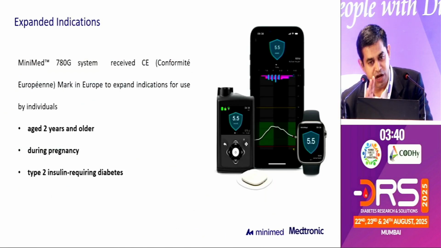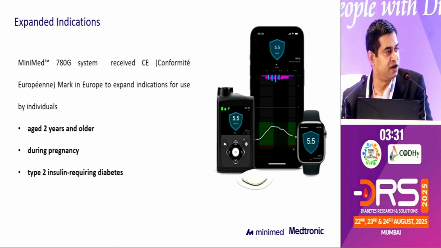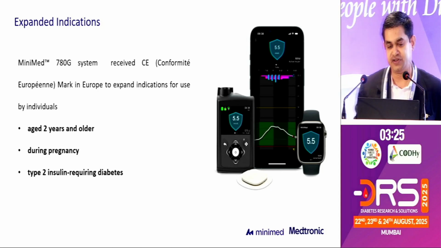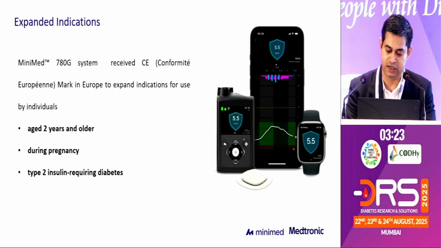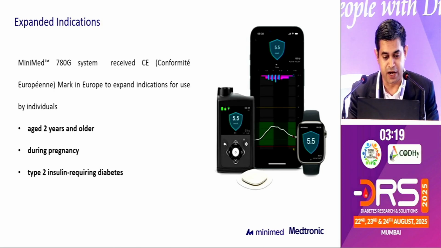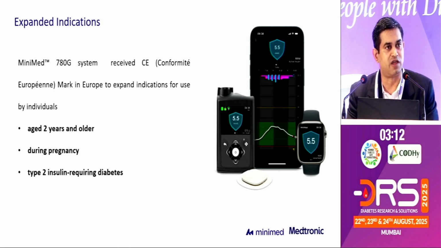And this system was only approved for type 1 above 7 years. Recently, just a couple of weeks back, it got approval for 2 years and older, during pregnancy, and also type 2 insulin requiring people. Although off-label these were being used, officially this just recently got CE mark. In India, these conditions are still off-label. But I know from my knowledge that in India, out of 2,000, 2,500 patients who are on 780G, close to 20% are type 2.